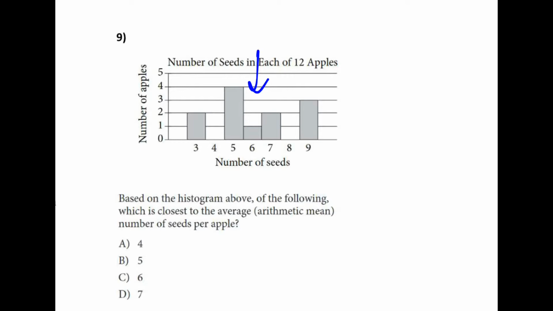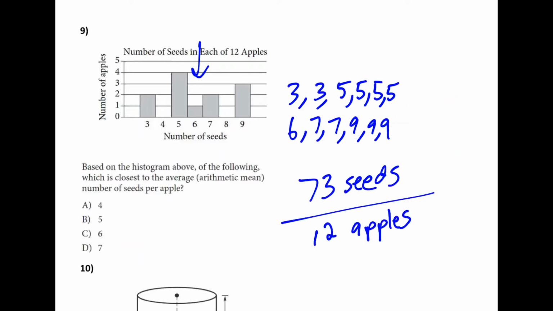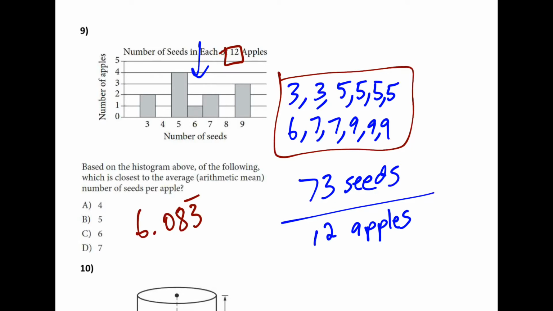So for example, there are 2 apples with 3 seeds. There are 4 apples with 5 seeds. There's 1 apple with 6 seeds, and 2 with 7 seeds, and 3 with 9 seeds. If I total those by adding them all together, I get 73 seeds. If I divide by how many, and there are 12 apples, as it says here, 73 divided by 12 is 6.083 repeating, which is closest. The answer is 6.